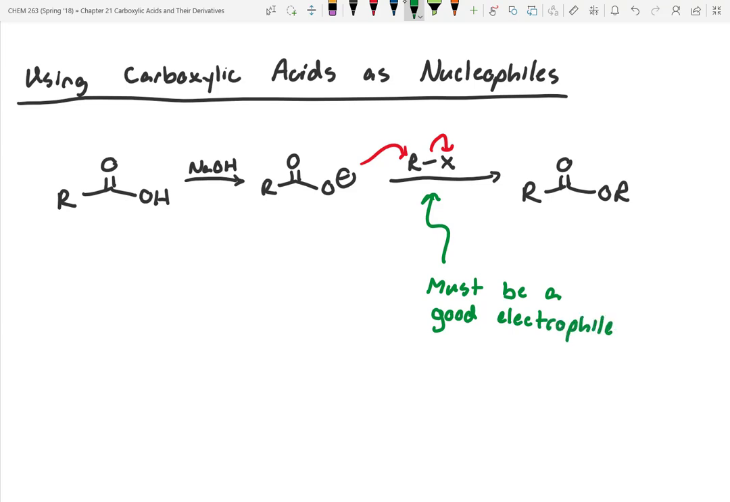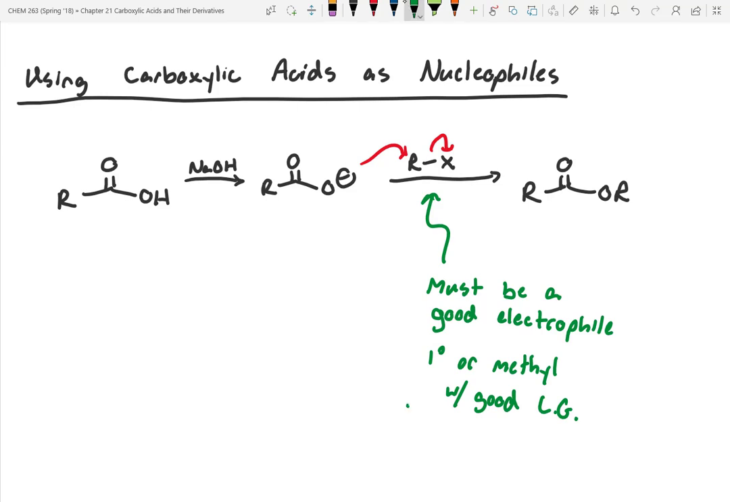So what do I mean by saying a good electrophile? What would make it good? There's a bunch of different things we can look at. First thing is leaving group. Has to have a good leaving group, right? That's one half of the electrophile story. The other half is sterics. If this is sterically bulky at all, this reaction will not work. So typically you want this to be a primary or methyl with a good leaving group.